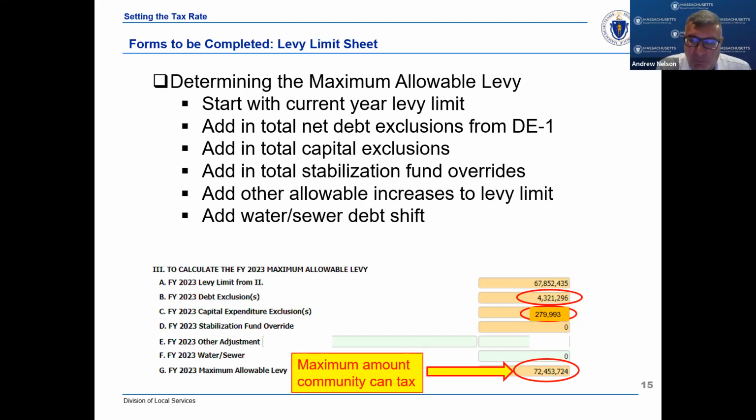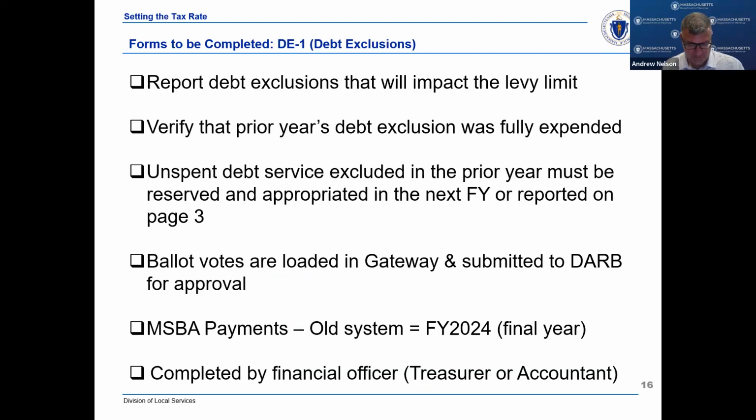But this maximum allowable levy, 72,453,724, you cannot levy more than that in the current tax year. Next, please.